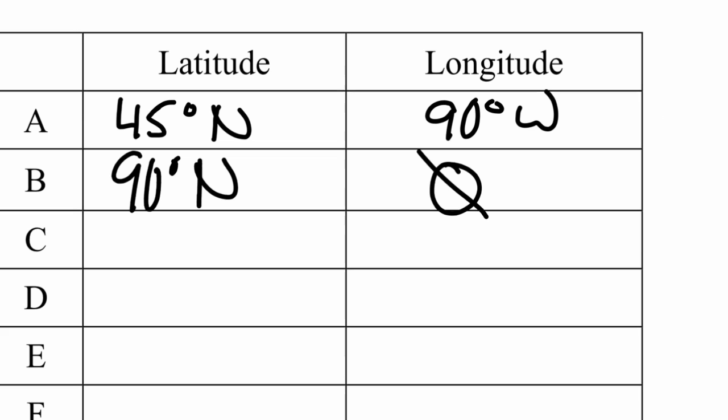If you put east or west for the 0, that's okay. It's really technically not east or west, but I wouldn't have marked it wrong. But if you put north or south for that longitude, I would have marked it wrong because longitude is only for east and west.